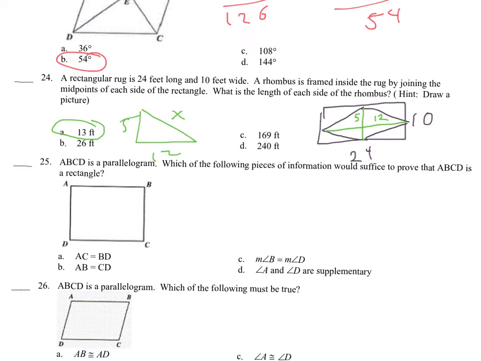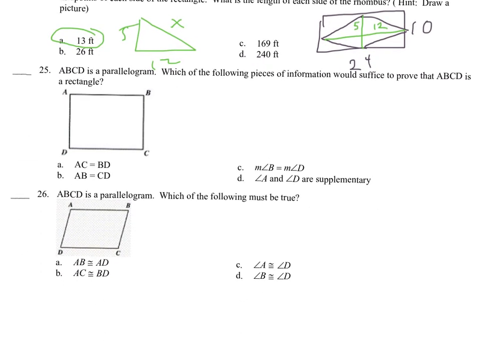Number 25. ABCD is a parallelogram. Which of the following pieces of information would suffice to prove that it is also a rectangle? Remember, the diagonals would have to be congruent. AC congruent to BD, which is A.